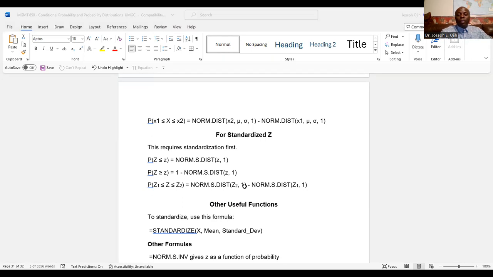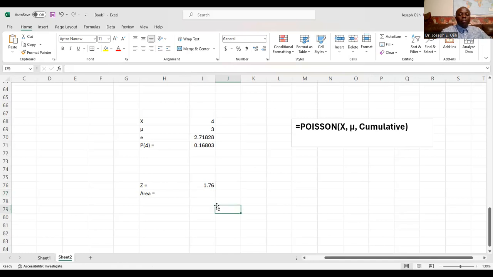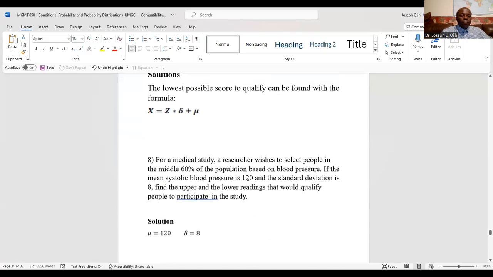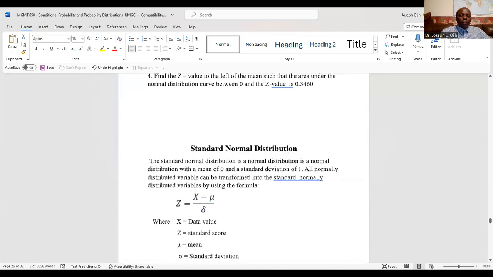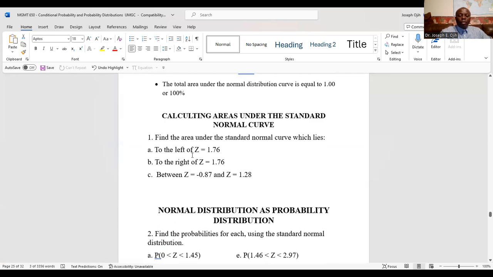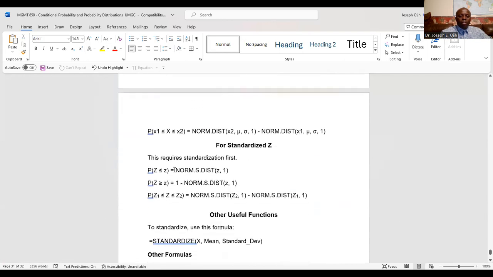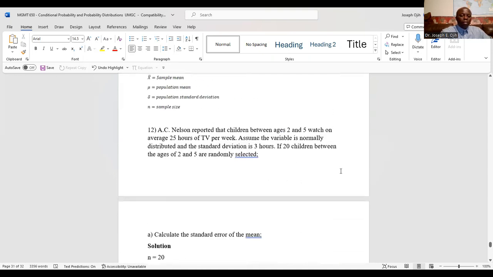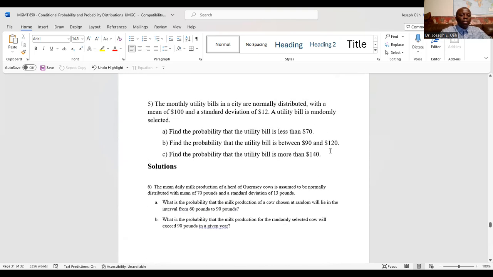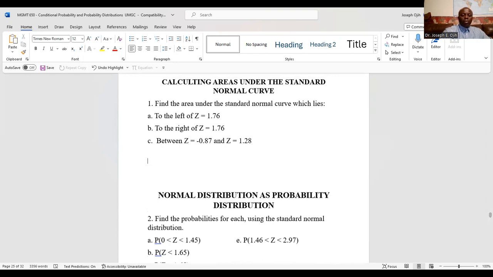So that's basically how you get it. This one is asking us for this area here. Yeah, 1.76 to the left. I think I need to copy that in so that it will be easier for us to navigate through them. So let's see the area we need. I'll copy this, standardize Z, and paste it right there, so it will be easier for us instead of going back and forth.